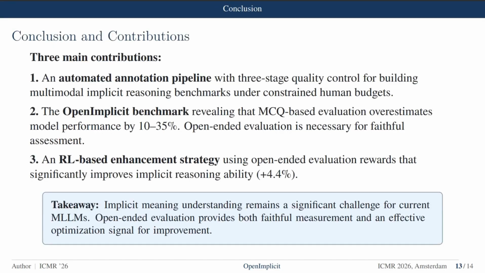To summarize, our work makes 3 main contributions. First, we propose an automated annotation pipeline with 3-stage quality control that enables scalable benchmark construction under limited human budgets. Second, we introduce OpenImplicit and reveal that existing MCQ-based evaluations substantially overestimate implicit reasoning ability. Open-ended evaluation is necessary for faithful assessment.